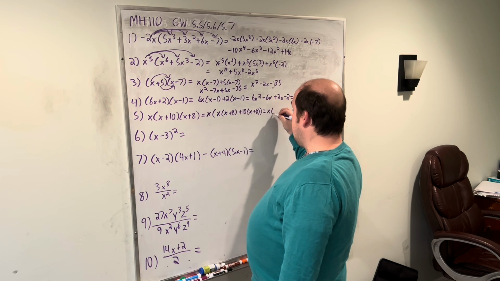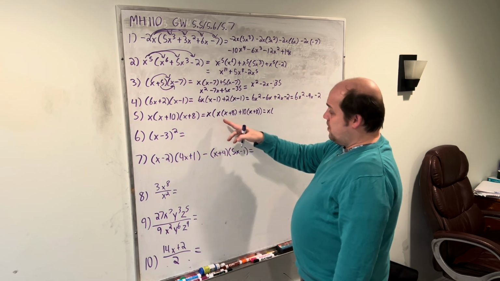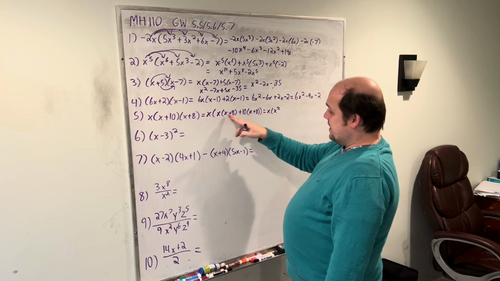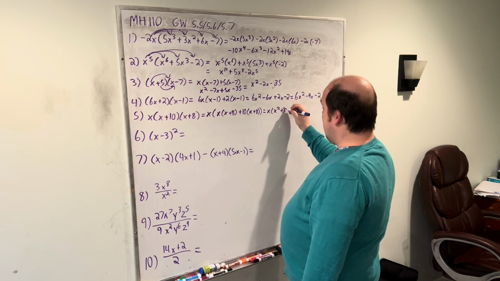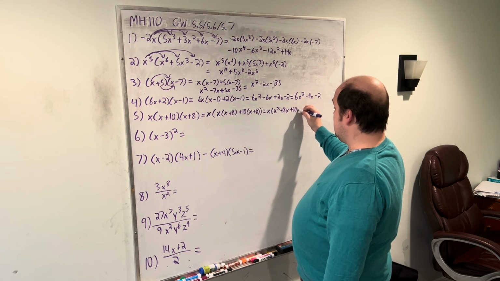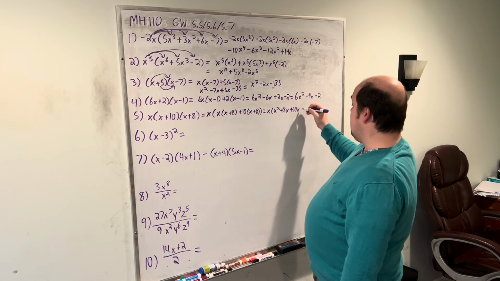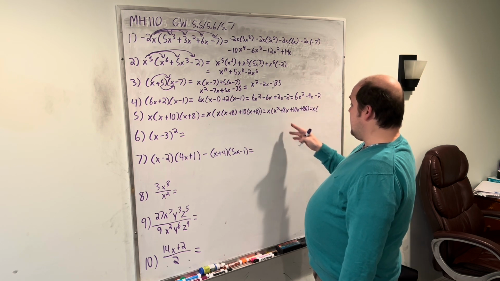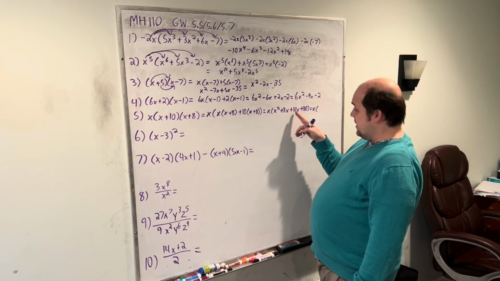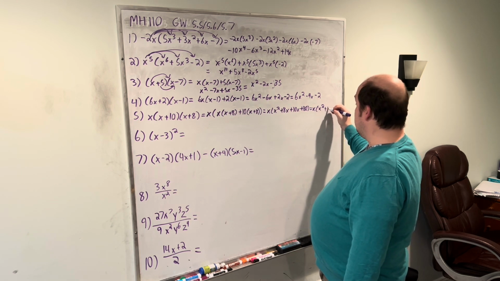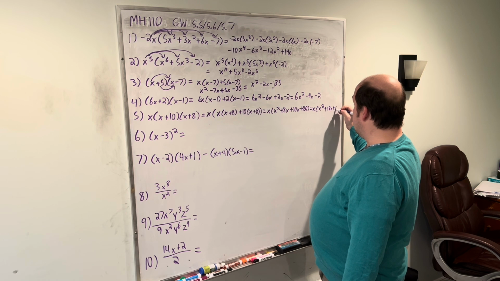When I do this, the x is still there to be multiplied through. This x times this x gives me x squared. This x times this 8 gives me 8x. This 10 times this x gives me 10x. And this 10 times this 8 gives me 80. And now I can leave the x outside, combine like terms in the middle. 8x plus 10x is 18x. So inside I get x squared plus 18x plus 80.